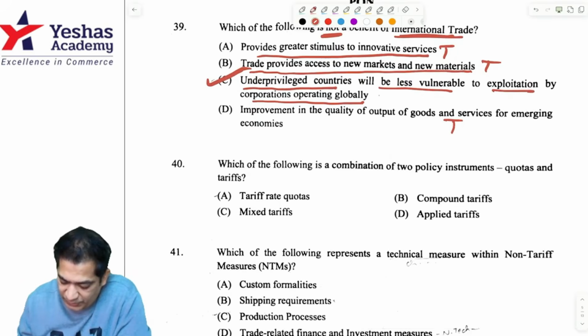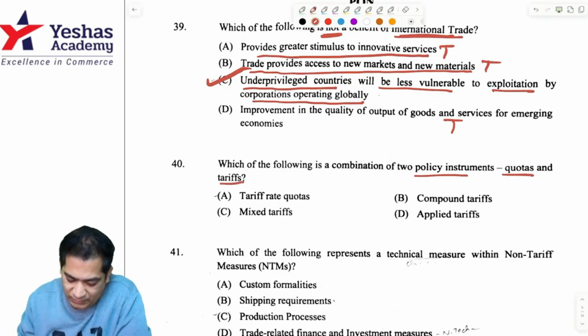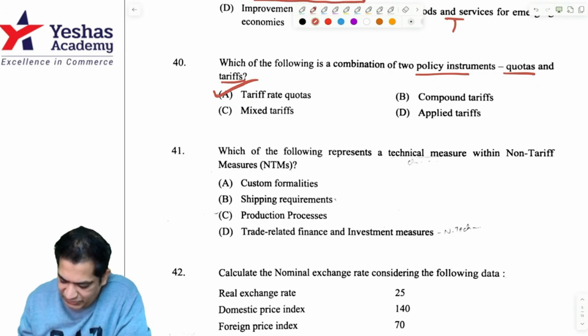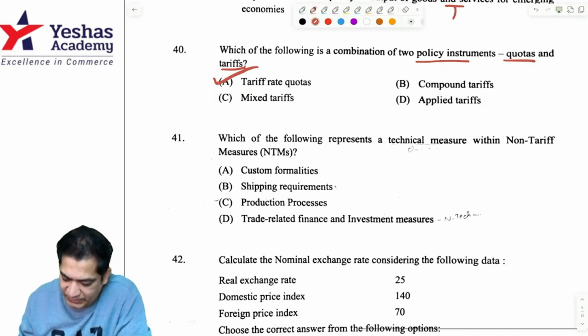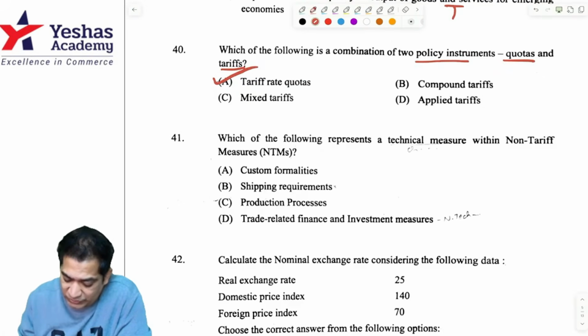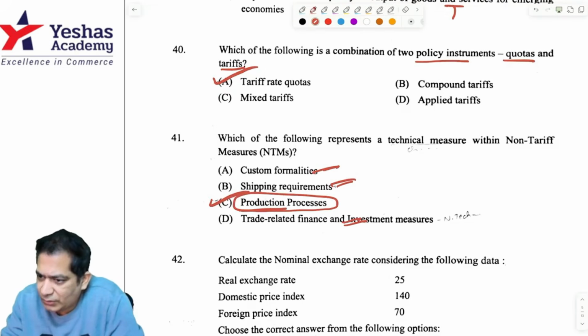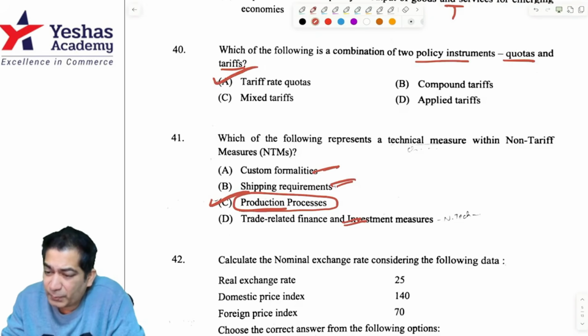Which of the following is a combination of two policy instruments, quotas and tariffs? So it is tariff rate quota. Which of the following represents a technical measure within the non-tariff measures? Technical measures: customs formalities, shipping, trade related, these are all related to the processes. So production process will be your answer. We have studied that non-technical measures are related to the process of export and import, whereas technical measures are related to the specific characteristics of the product, how it is made, what its constituents are and everything.